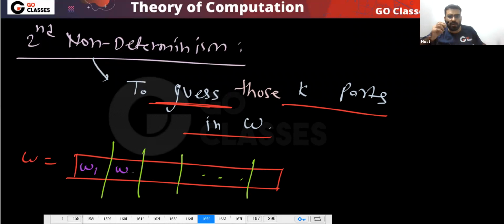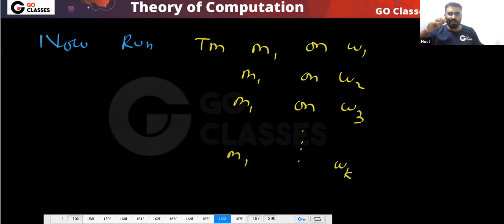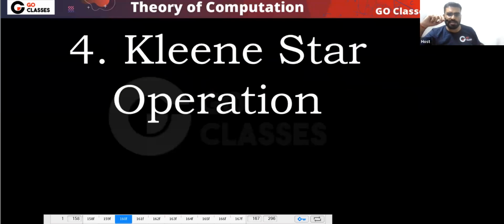Now very simple. Now this is w1, this is w2, w3 and wk. Now what you do, you run Turing machine M1 on w1, M1 on w2, M1 on w3, and so on on all of them. Is this clear? Because only one Turing machine we have, because this is the Kleene star operation we are thinking.